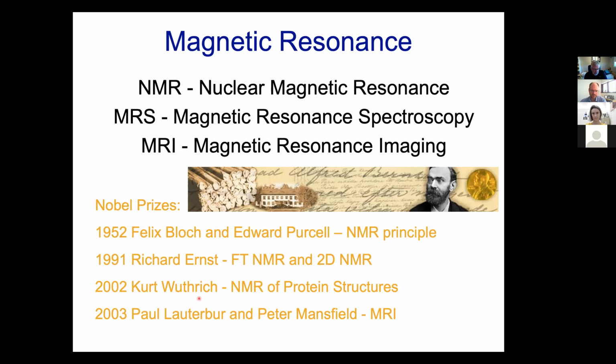Anyway, somebody, Kurt Wüthrich, who also was from Switzerland, started to apply these techniques that Richard Ernst had developed. And in 2002, he got a Nobel Prize for developing NMR for protein structures. But in parallel, there was also this development of MRI, magnetic resonance imaging. And in 2003, the late Paul Lauterbur and Peter Mansfield actually got a Nobel Prize from the medical committee, not from the chemical or the physiology committee, for the development of magnetic resonance imaging.